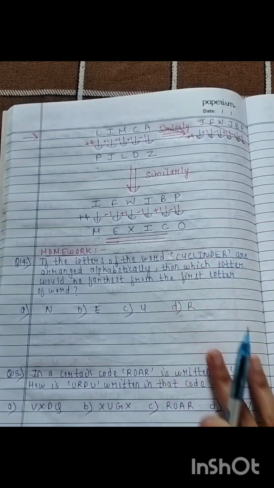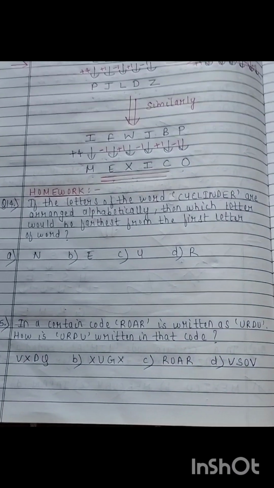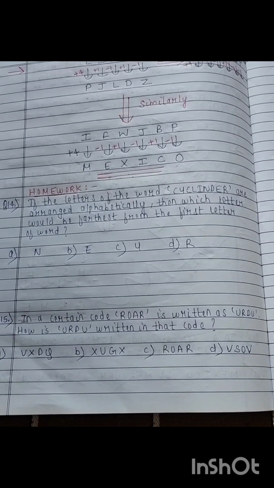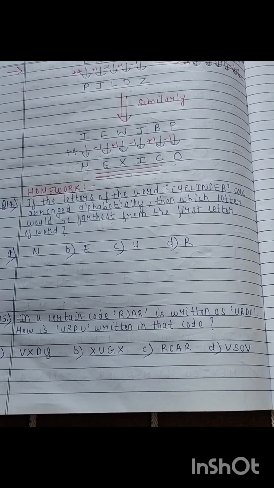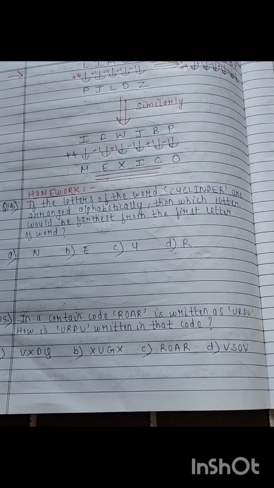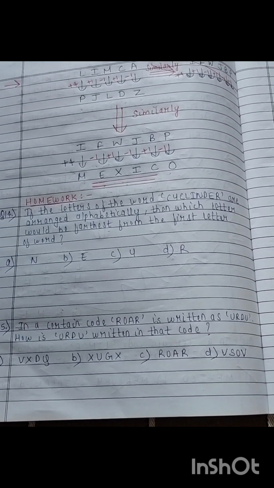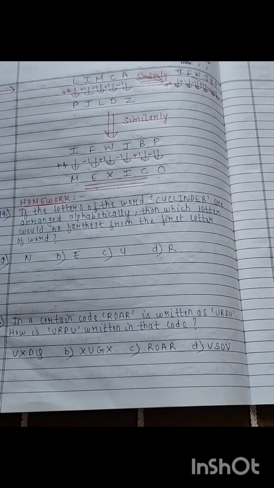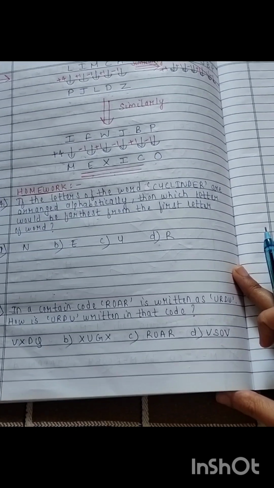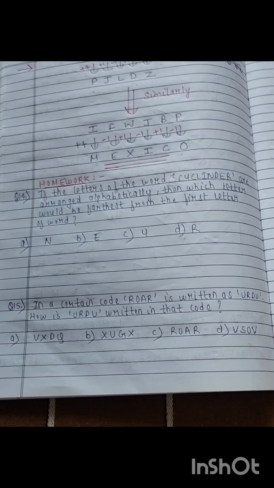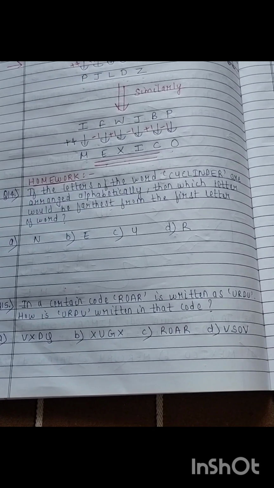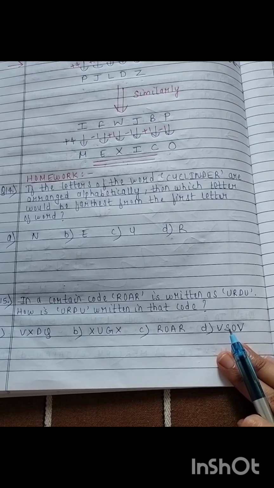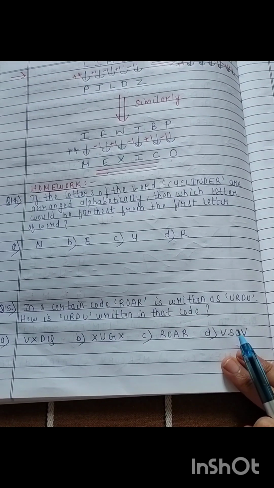So now I have prepared homework questions for y'all for today's session. First homework question is: if the letters of the word cylinder are arranged alphabetically, then which letter would be furthest from the first letter of the word? You need to answer this question. Last homework question is: in a certain code, road is written as Urdu. How is Urdu written in that code? These are the 4 options given to you.